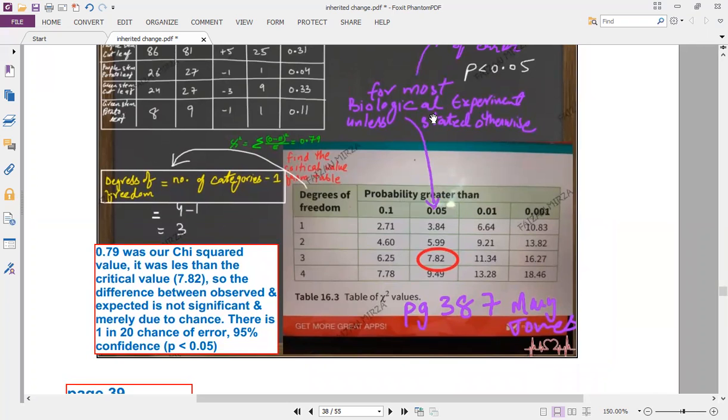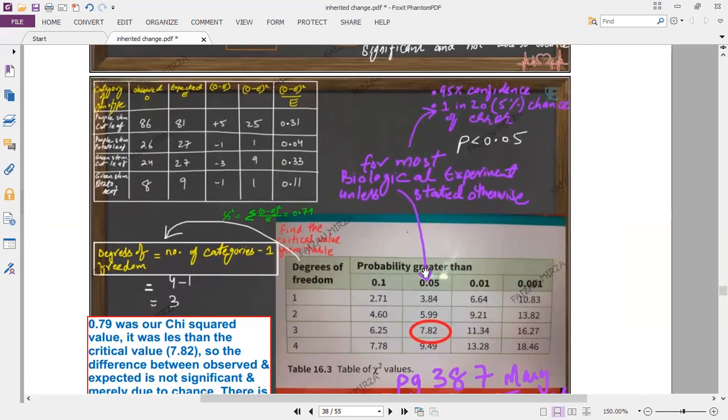In biological experiments, we prefer to use 0.05. Why? Because p less than 0.05 or probability greater than 0.05 basically means the same thing. And what do they mean? They mean 95% confidence. They mean a 1 in 20 chance, or 5% chance, of error.